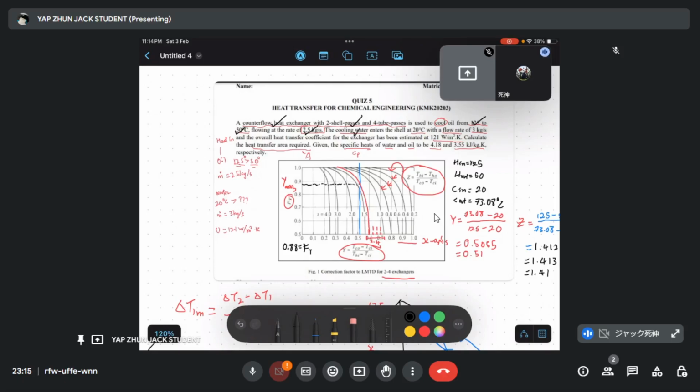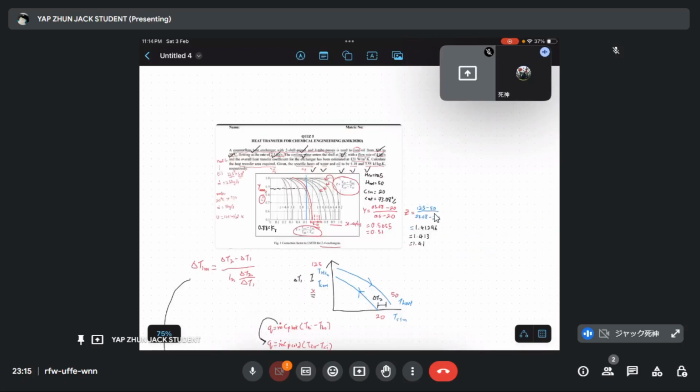Take a tick. Do we already use the overall heat transfer coefficient? Oh, unfortunately, we haven't used it, so you can't take it. Then calculate the heat transfer area required. Oh, we still haven't done it. Given the specific heat of water and oil, do we use it already? Yes, we already use it. So give it a tick. Everything.